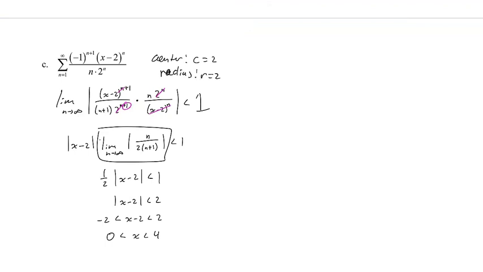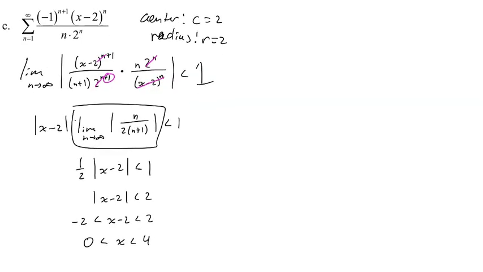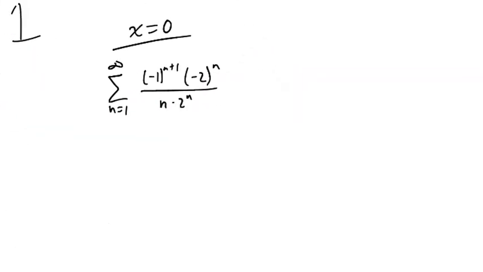And then I need to check my endpoints since they are inconclusive at 1. So I'm going to plug in 0 and 4, again in for the x spot. So for x equals 0, my sigma notation, n equals 1 to infinity, (negative 1)^(n+1), and then I would have (negative 2)^n over n times 2^n. Okay, so it looks kind of ugly right now, but I kind of want to do something with those 2 to the n's. So I remember my properties of exponents.